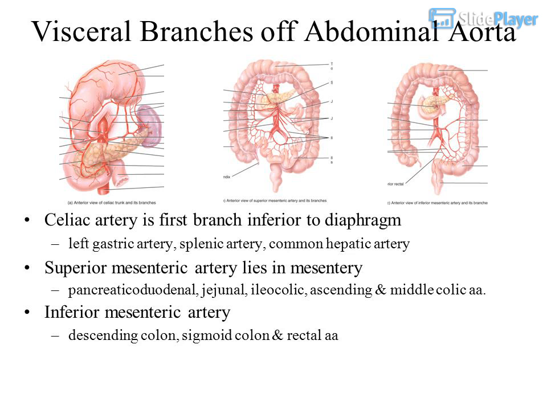The celiac artery is the first branch inferior to the diaphragm: left gastric artery, splenic artery, common hepatic artery. The superior mesenteric artery lies in the mesentery: pancreatic duodenal, jejunal, ileocolic, ascending and middle colic AA. The inferior mesenteric artery: descending colon, sigmoid colon and rectal AA.